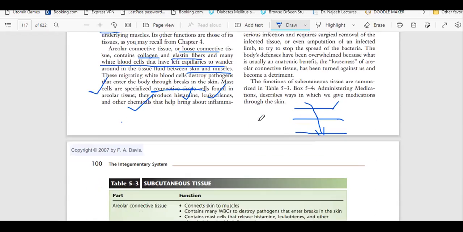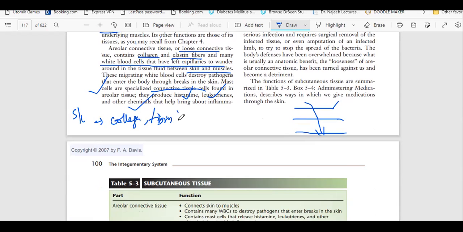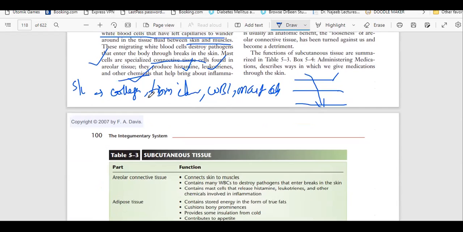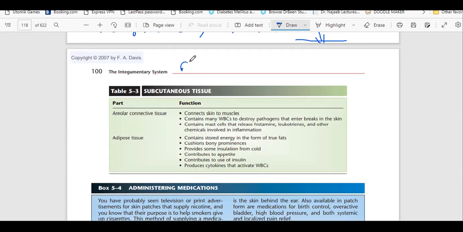Okay. So basically, in the subcutaneous tissue, we have collagen fibers, we have elastin fibers, okay, and we have WBC, and we have mast cells. What do mast cells produce? Mast cells produce leukotrienes, histamines, and other chemicals.